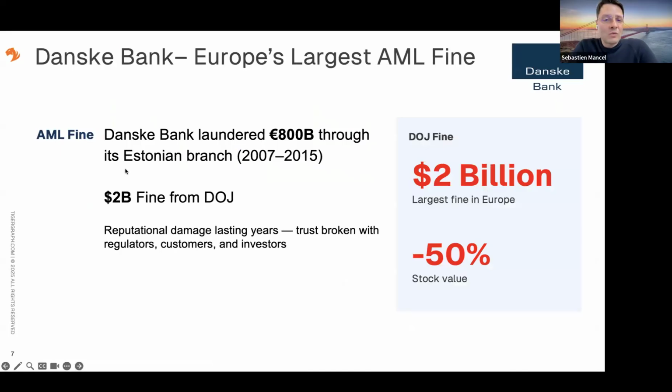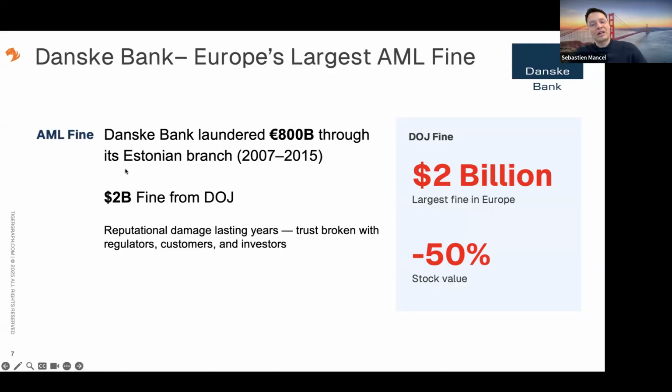So we're going to take one striking example, which is the case of Danske Bank. Between 2007 and 2015, Danske Bank laundered more than $800 billion through its Estonian branch. And the fallout was enormous. In 2022, the US Department of Justice imposed a $2 billion fine, the largest AML penalty in Europe at the time. But the fine was only part of the story.